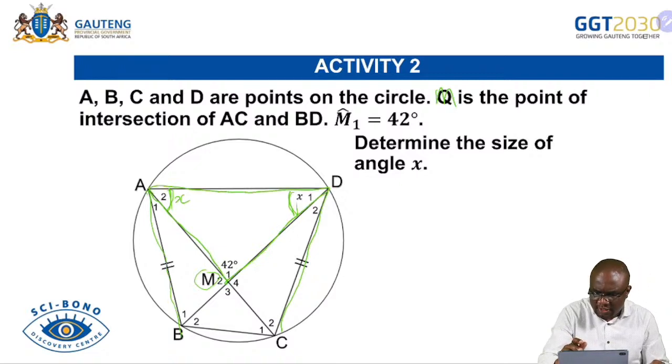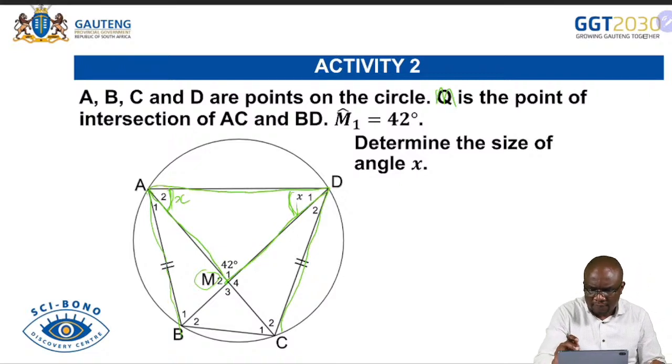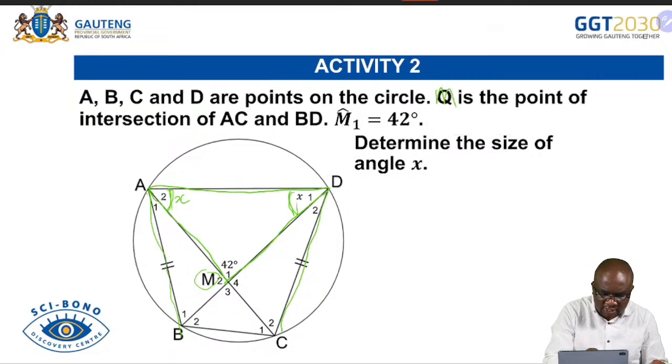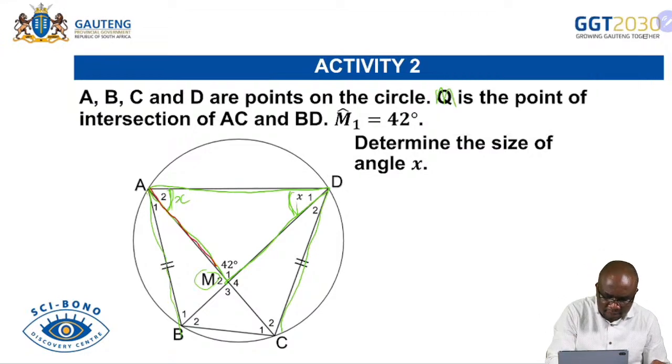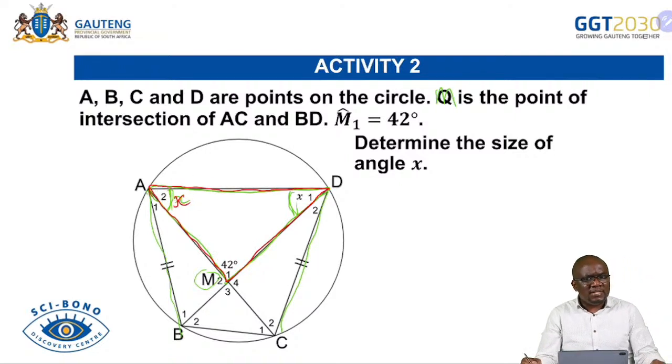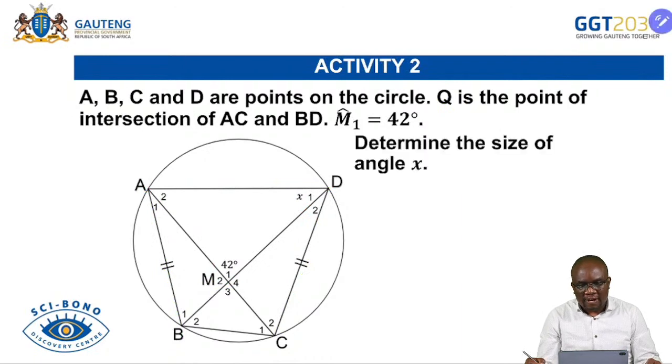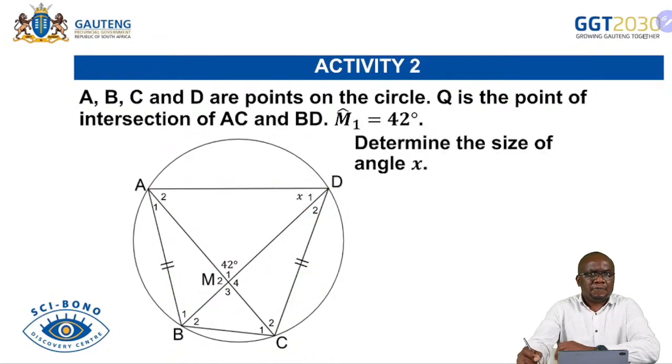Let me use another color so that you can see. You can see a triangle there. And angles in a triangle add up to 180 degrees. And then we can find our X. Now I want you to try this on your own. Can you find the value of X now? Let's try. 1 minute.